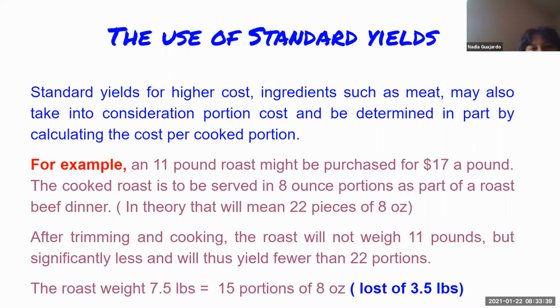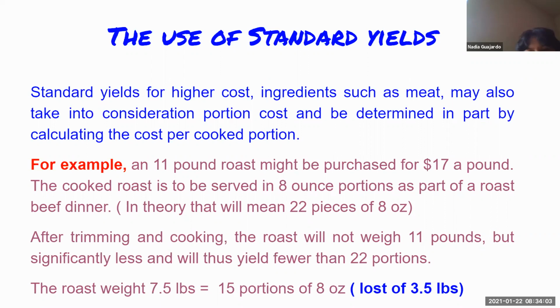Standard yields for higher cost ingredients such as meat may also take into consideration portion costs and be determined in part by calculating the cost per cooked portion. For example, an 11-pound roast might be purchased for $17 a pound. The cooked roast is to be served in 8-ounce portions as part of a roast beef dinner. In theory, that will mean 22 pieces of 8 ounces.